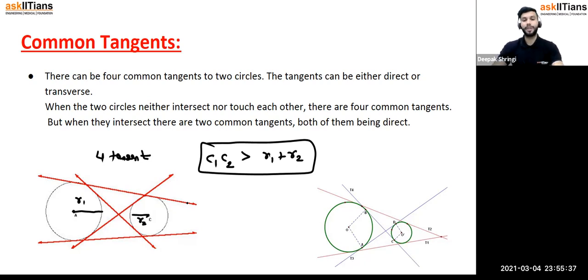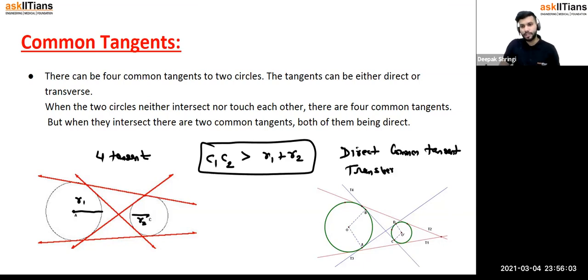Okay. Now, in that case, what is the important thing? We get four tangents and we have names for those tangents, right? We call them DCT and TCT. Now that's important. DCT is direct common tangent. What is DCT? Direct common tangent. And one more is called TCT, that is transverse common tangent. But which one is transverse and which one is direct? Very simple, guys. Direct means the same side of both circles, and transverse means different sides.